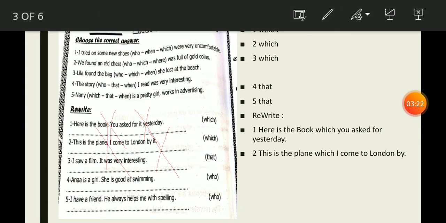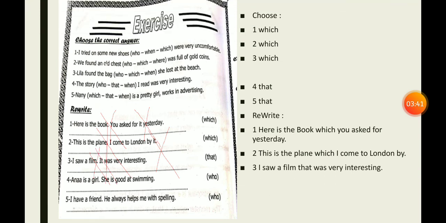Number 3, I saw a film. It was very interesting. I wanted that. That refers to the film. The film is an object or a thing. So we will cancel full stop and we will cancel pronoun it. And say, I saw a film that was very interesting.